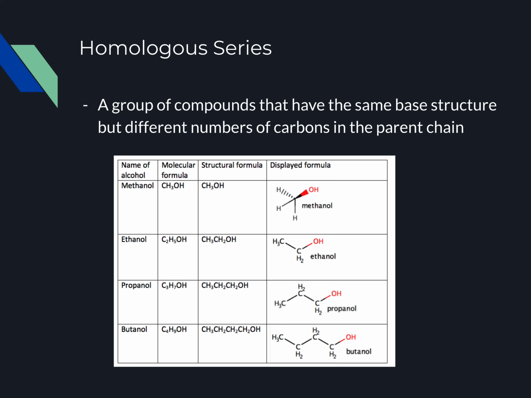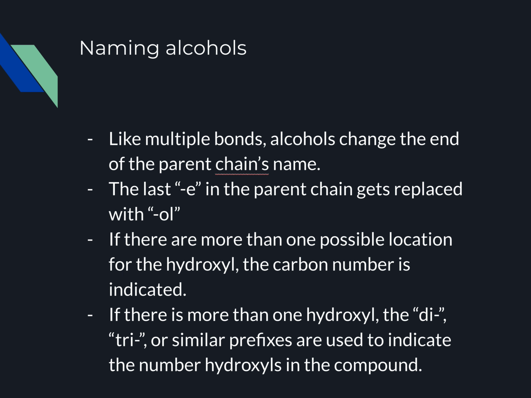And you can do this with carboxylic acids, we're going to see in a minute. You can also do this with halogenated hydrocarbons just as easily. When we are naming alcohols, just like when we have multiple bonds, this is effectively a functional group, so the alcohol will go at the end of the parent chain's name. We give priority to the alcohol over the other stuff that we've studied before. So if you have a double bond and you have a hydroxyl group, you would prioritize giving the lowest number carbon to the hydroxyl group.